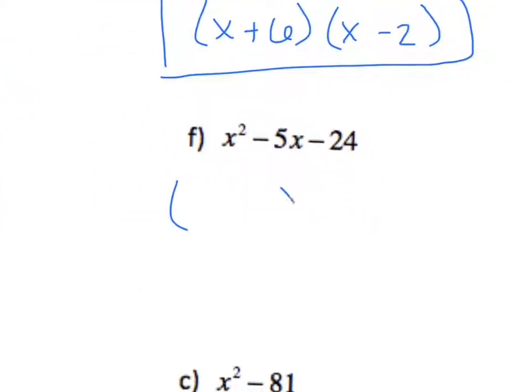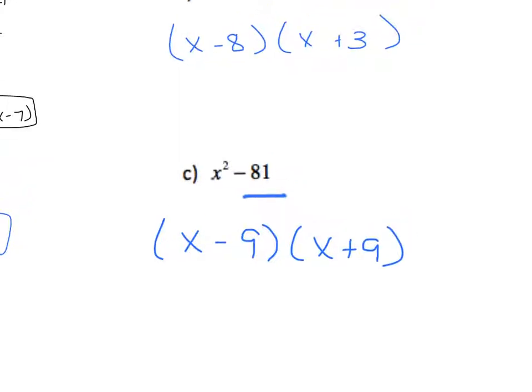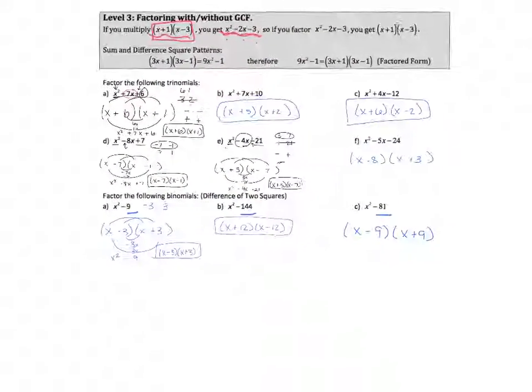And for F, we'd have, let's see, minus 8 and plus 3. And then last but not least, for letter C and your difference of perfect squares, it'd be x minus 9 and x plus 9. So go ahead and try those level 3s. Make sure you watch the second video for the level 3 part 2s.